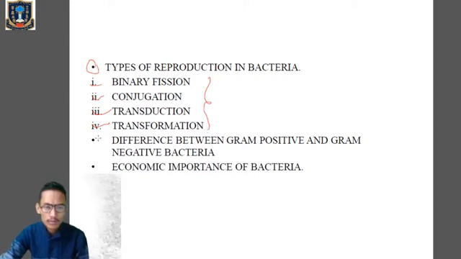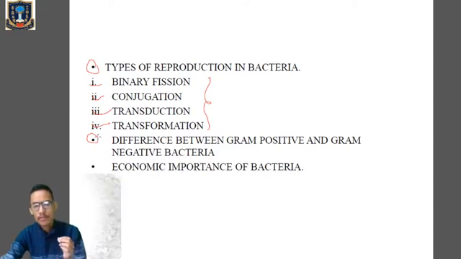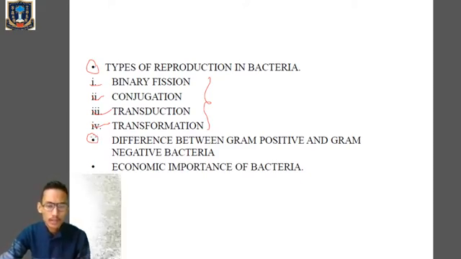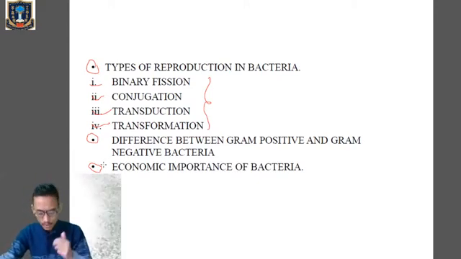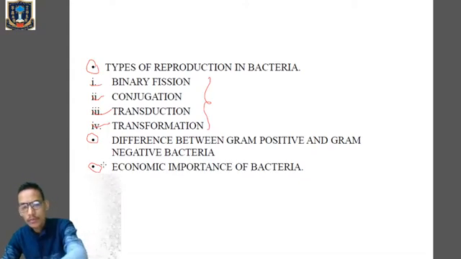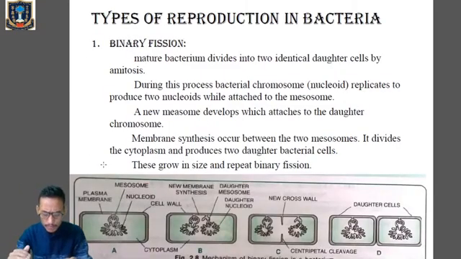Then we will discuss the differences between gram positive and gram negative bacteria. Before going to the differences, we will first learn the structure of a bacterial cell. Then we'll go with the differences. And lastly, we'll learn the economic importance of bacteria. Then we will finish the kingdom Monera, and in the next class, we'll go with the next kingdom. So let us begin with the types of reproduction in bacteria.